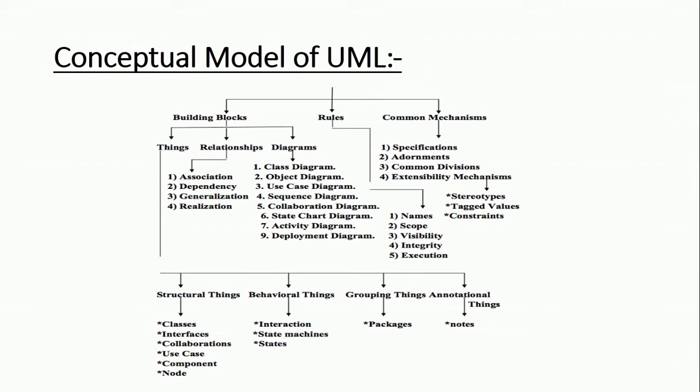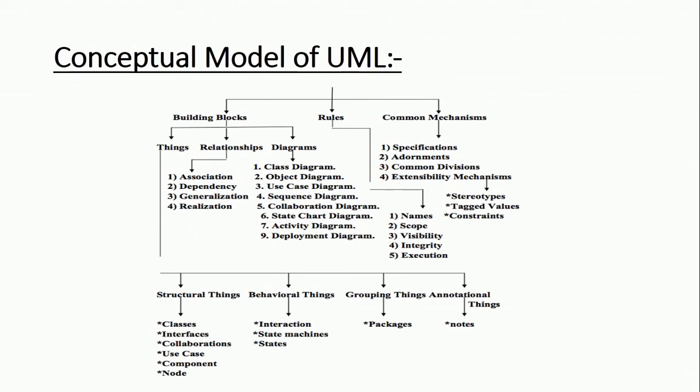So UML is divided into different categories. Its modeling is divided into different categories: building blocks, rules, and common mechanism. Further, building blocks are divided into categories: things, relationships, and the diagrams. Things are further classified into structural things, behavioral things, grouping things, annotational things.